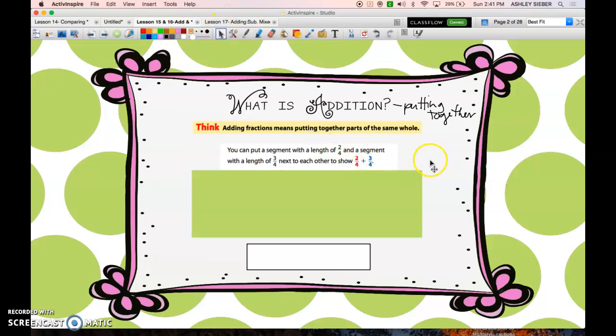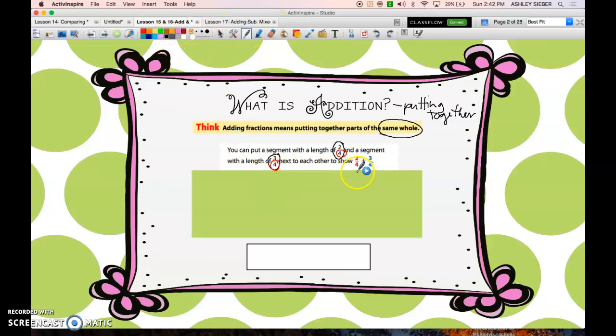So when we add fractions, we're putting together parts of the same whole. Think about what that might look like in a picture. So we can put a segment with the length 2/4 and a segment with the length 3/4 next to each other to show 2/4 plus 3/4. Which part of our fraction shows the number of parts in the whole? That's right. The denominator shows the number of parts in the whole. So the denominator is not going to change. Let me show you what a picture would look like.